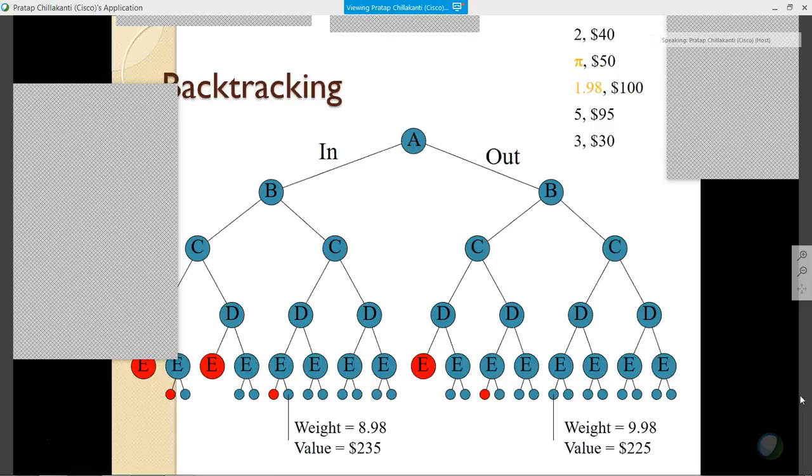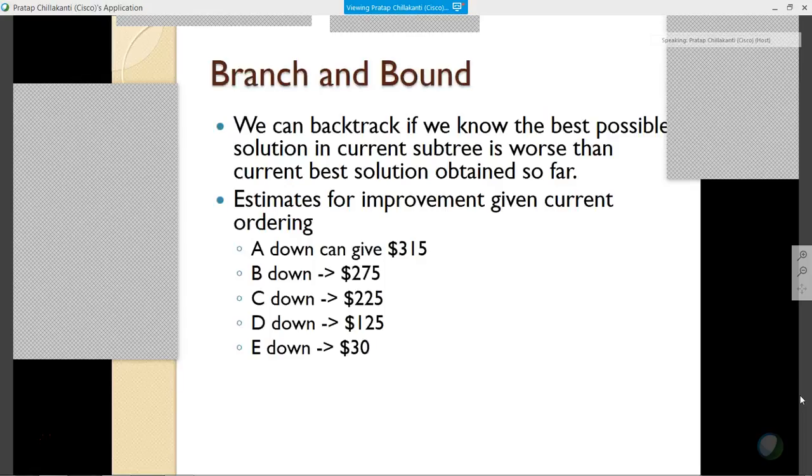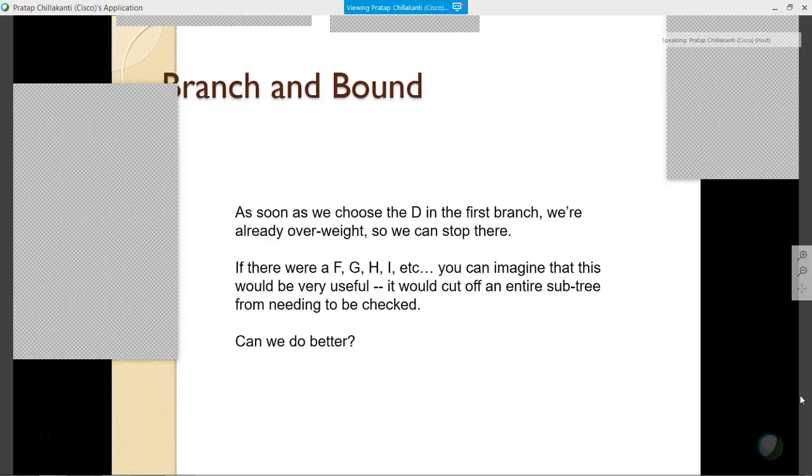So all the branches D and down below D, you ignore. You don't need to reconstruct them, like in brute force, because you already exceeded your objective function. In this case, weight has to be less than 10. So that is the pruning of the tree, right? That's what we are doing there.